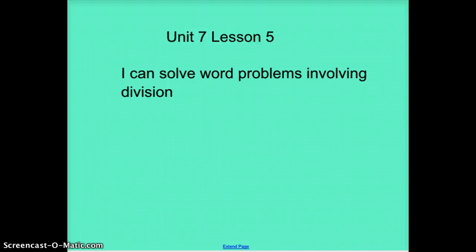All right, this is Unit 7, Lesson 5. Our learning target is I can solve word problems involving division. We're going to start with page 287.